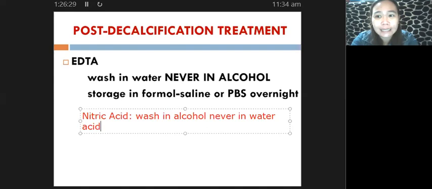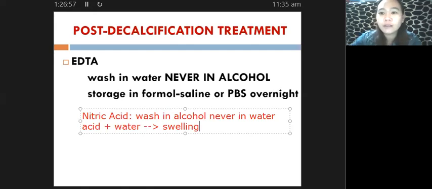because acid plus water will result in swelling of your cells. I repeat, acid plus water will result in the swelling of your cells. For EDTA, it is the opposite. EDTA, wash in water, never in alcohol. Why? Because EDTA plus alcohol will result in precipitate formation.